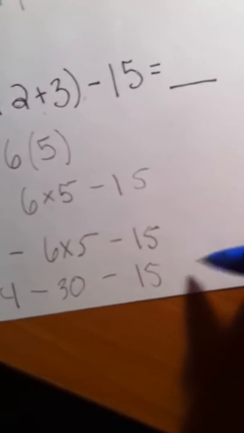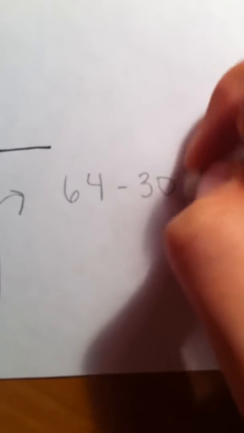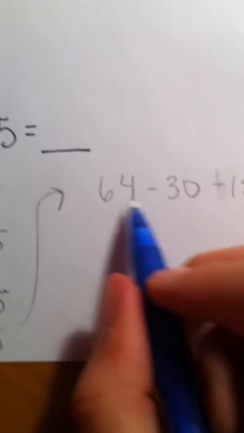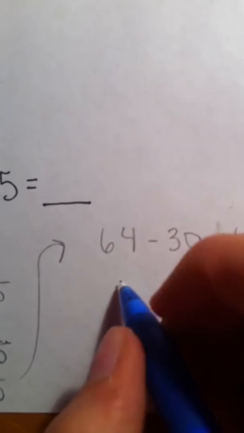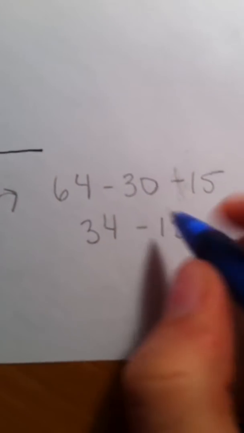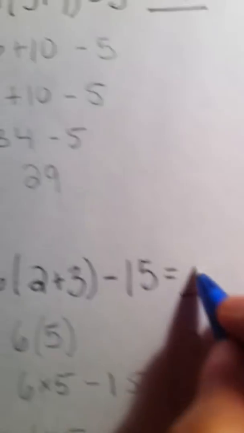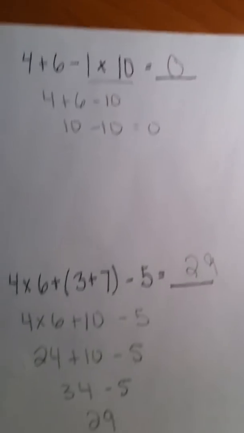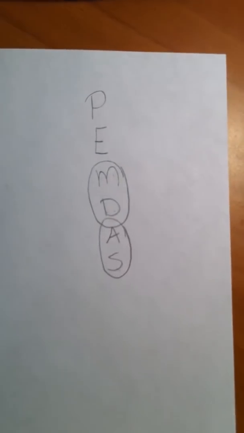Since I'm running out of room, I'm just going to take this and rewrite it over here. So 64 minus 30, oops, not plus, minus 15, and then you can go from left to right. 64 minus 30 is going to be 34, minus 15, and that's going to be 19, and then you just fill that back there. And now you have finished your problems, and hopefully you've learned a little bit more about the order of operations.